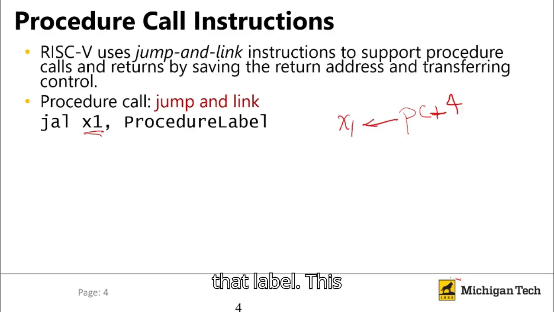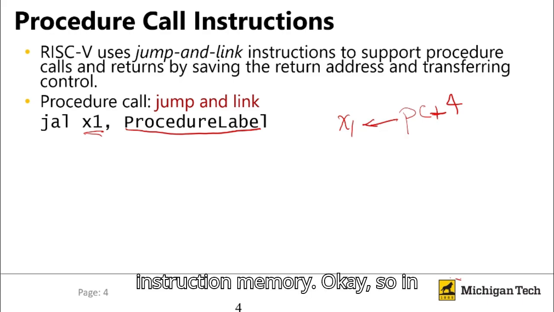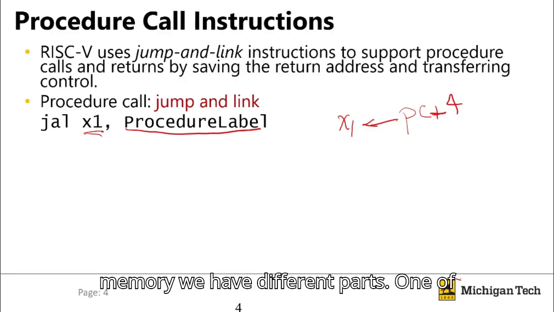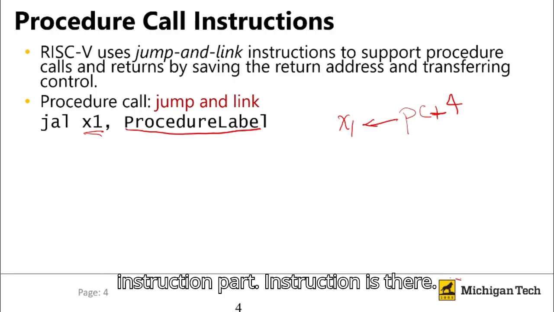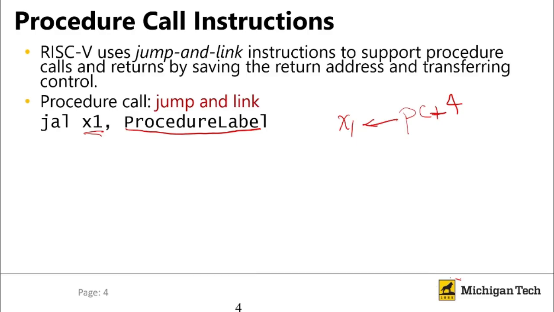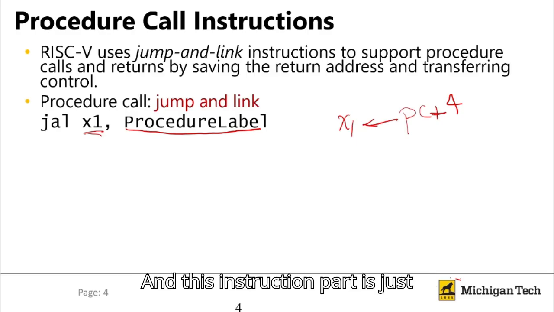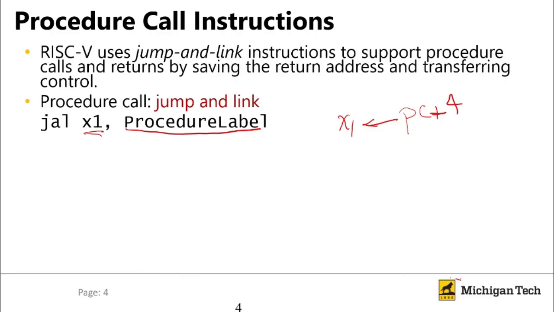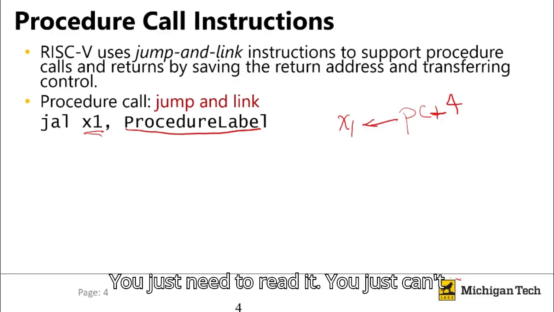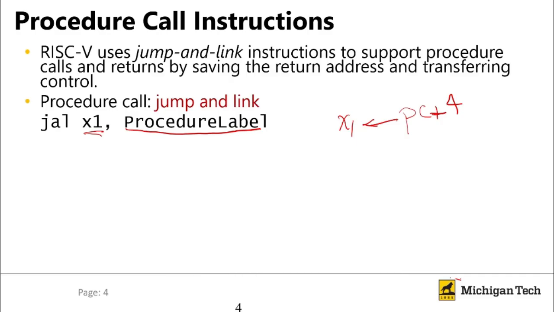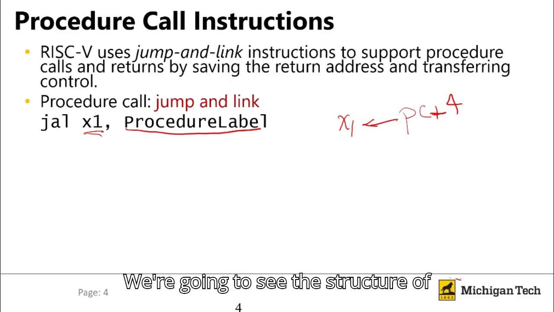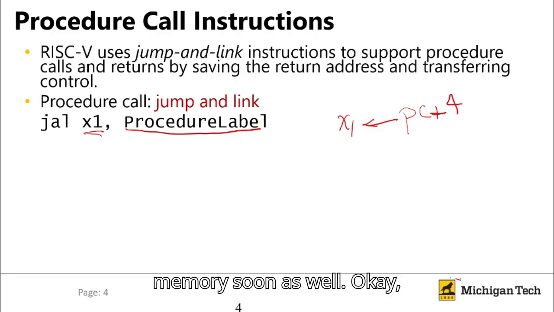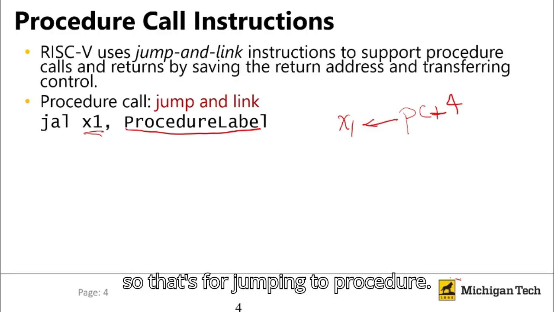And then it jumps to that label. This label is the address in instruction memory. In memory, we have different parts. One of the parts is called the text part or instruction part. Instructions are there, and this instruction part is just readable. You can't write there, you just need to read it. We're going to see the structure of memory soon as well. Okay, so that's for jumping to a procedure.